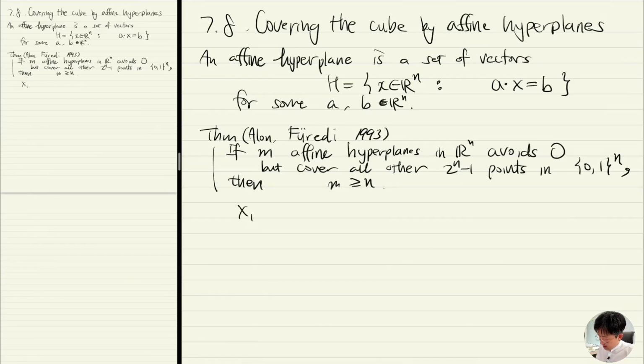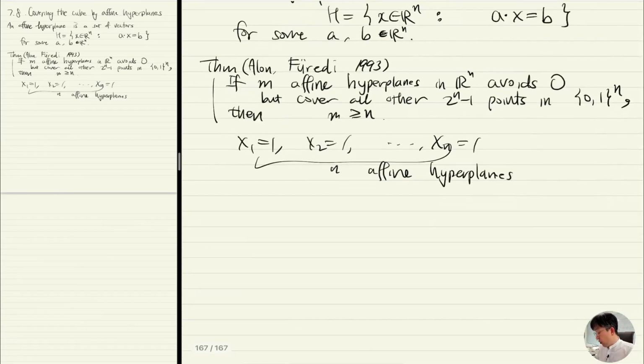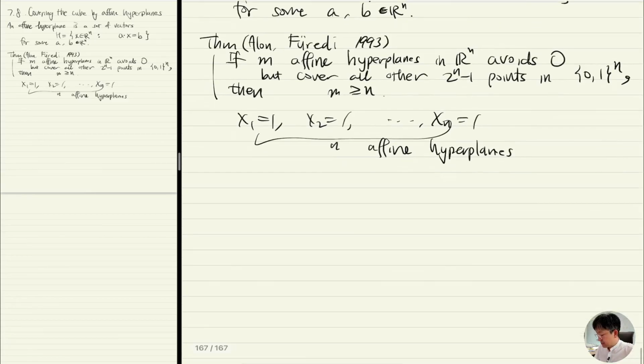The reason is, you can think of x1 is 0, x2 is 0, up to xn is 0. So these are n hyperplanes. Okay, then n affine hyperplanes, oh, not 0, 1. These are n affine hyperplanes which cover all 2^n minus 1 points. So that's an example where you can actually cover them by these hyperplanes avoiding 0. And we can show that this is actually tight.